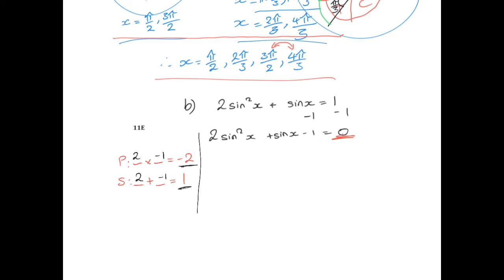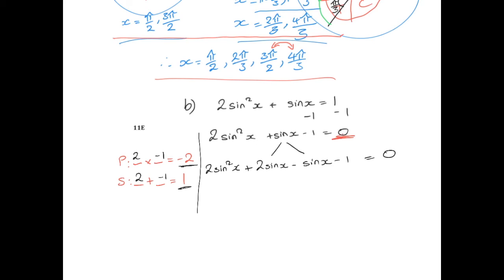So we do what we normally do. We split the middle term because it's a non-monic quadratic. Does that ring a bell? 2 sine squared x plus... So in this case, girls, what would those middle terms be? Yes. Minus sine x. And then we got minus 1 equals 0. Is everyone okay?